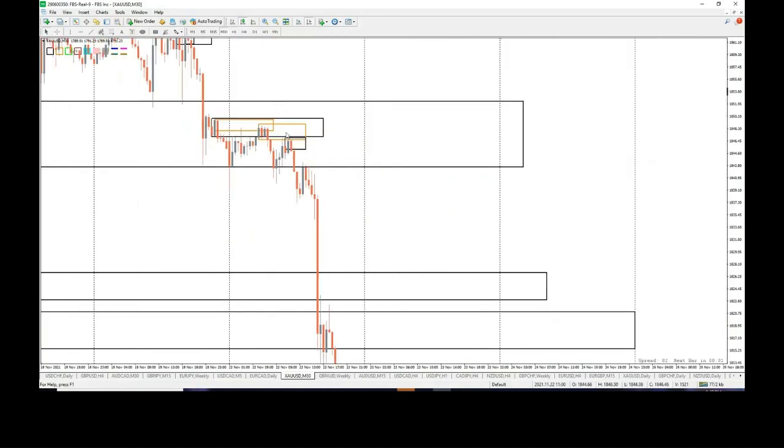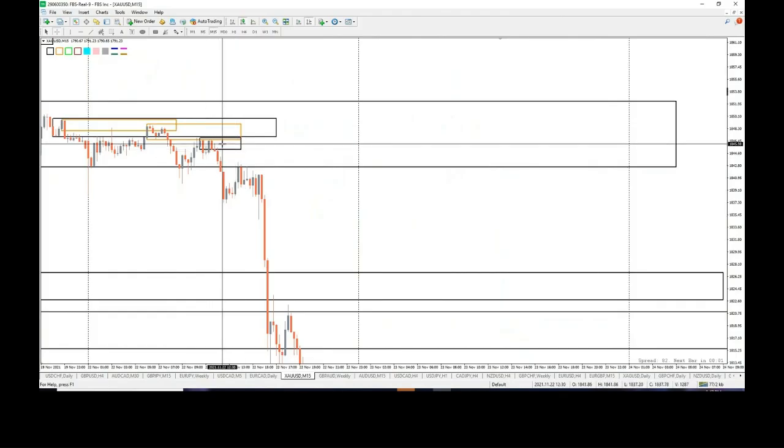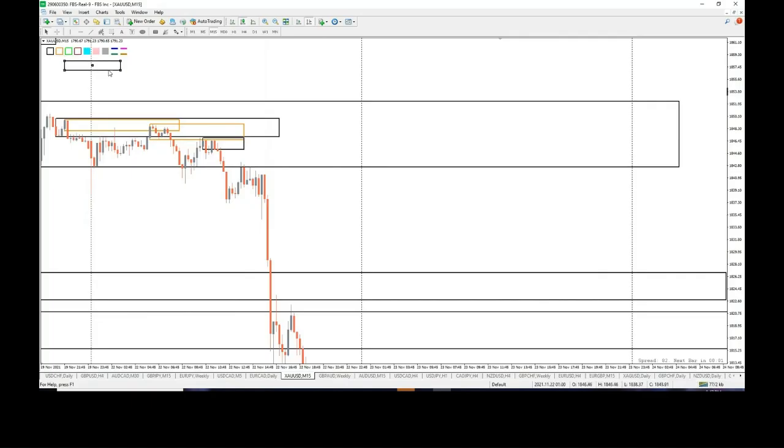Is there a small breakout here? Is there an engulfing sell right here? Okay, we enter right here, right? And on M15, yes, the price is going down and breaks this buy zone, right? This is the M5 zone.